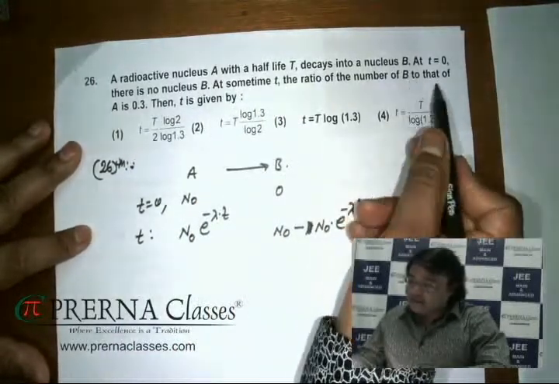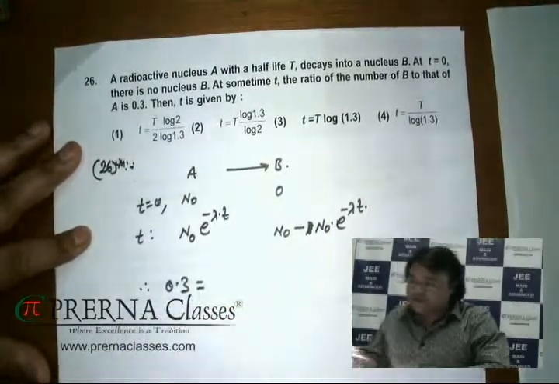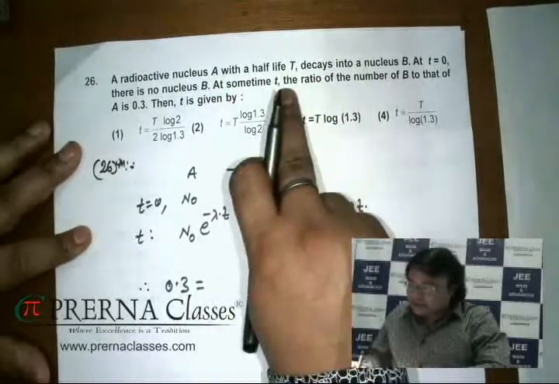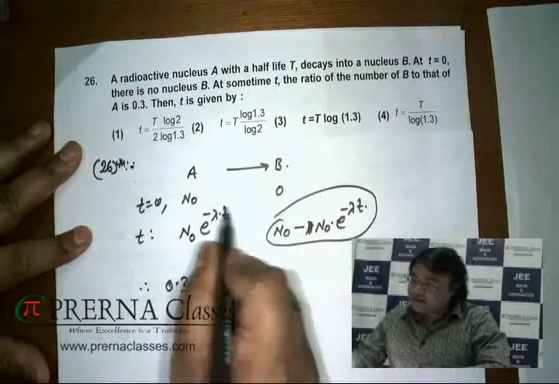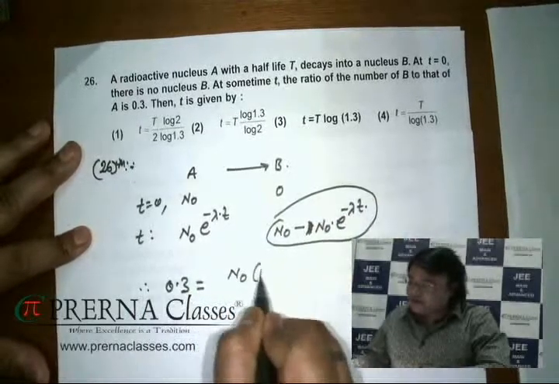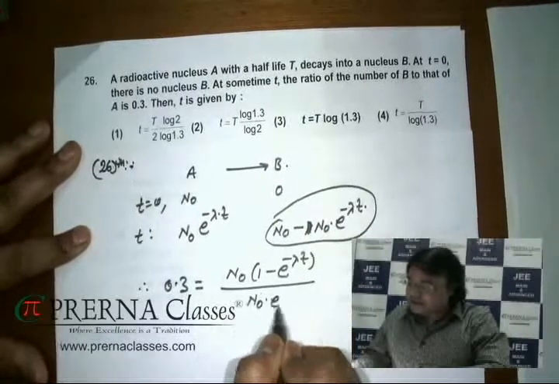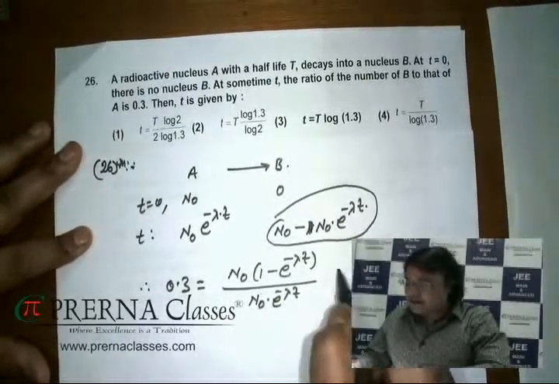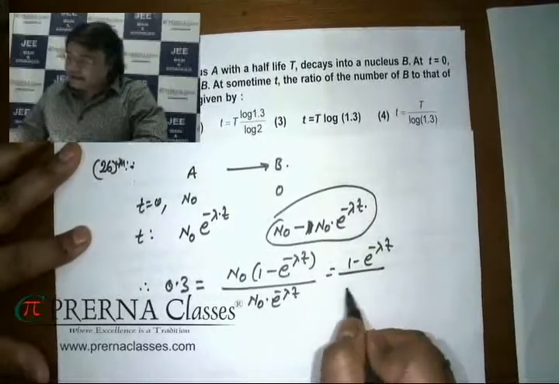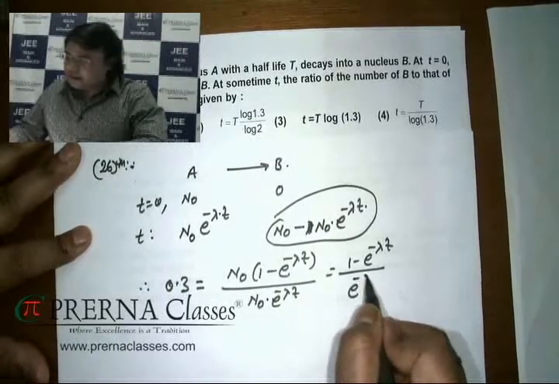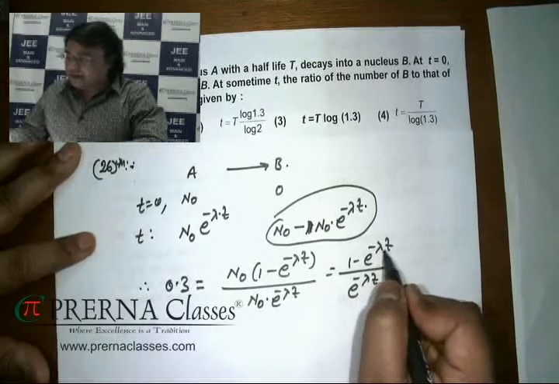Now it is given that at time T, the ratio of the number of nuclei of B to that of A is this much. So 0.3 equals the number of nuclei of B to that of A. So N0 into (1 minus e to the power minus lambda T) divided by N0 into e to the power minus lambda T. Basically, that expression is (1 minus e to the power minus lambda T) divided by e to the power minus lambda T.